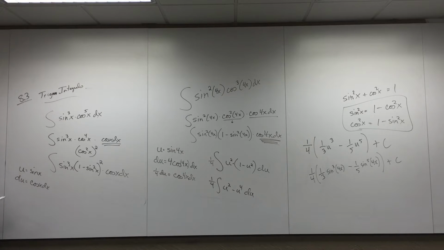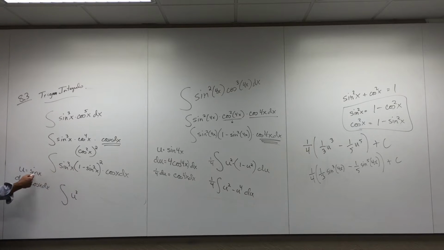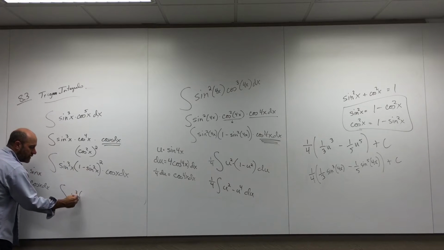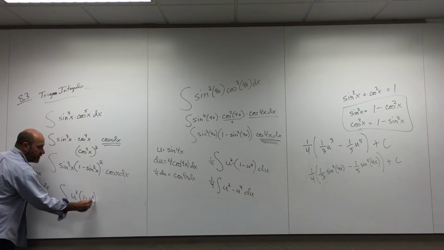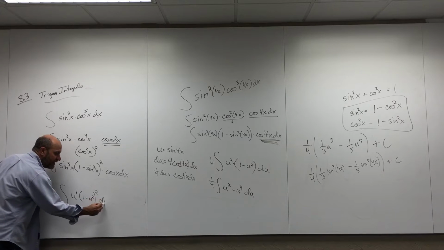This is fairly nice. I'm going to leave this one hanging here. I want to show you something else. But here, I'm going to leave it hanging after I replace all this. When I replace all this, what is it? u cubed, I guess. Right? u cubed times 1 minus u squared, all multiplied. What's out there on the end? du.